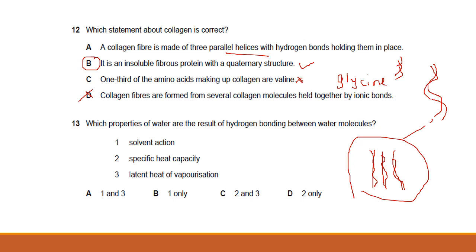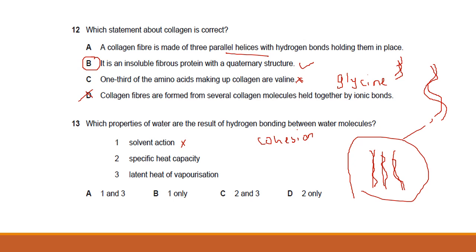Which properties of water are the result of hydrogen bonding between water molecules? So between water molecules, you have cohesion, right? So you have the forces of cohesion between water molecules. Between water molecules and a surface, you have the forces of adhesion. So in this case, let's see, solvent action. Not necessarily, because if you're talking about the forces of cohesion, which is what this is asking about, then it wouldn't really help with solvent action, because it means the water molecules are just sticking to each other and they're not trying to interact with other molecules.